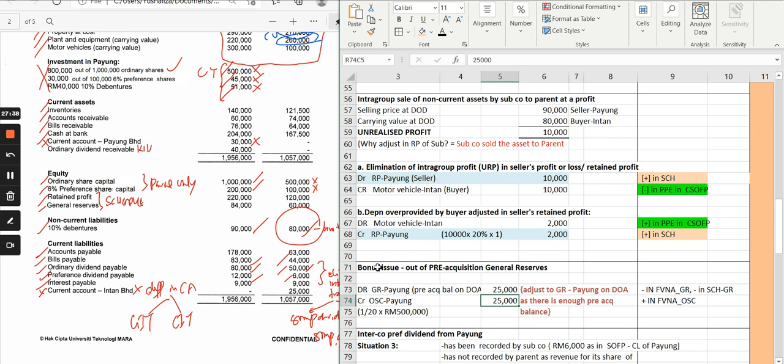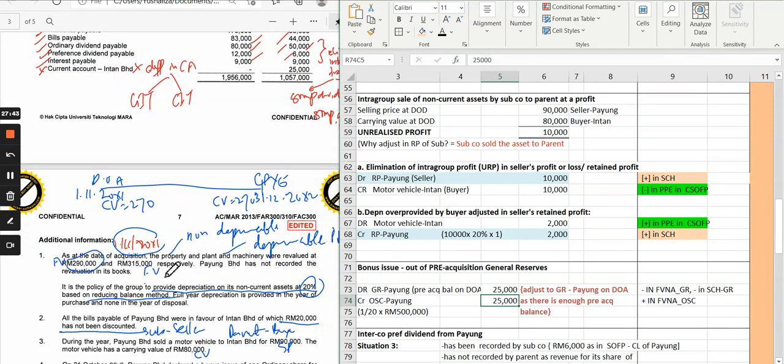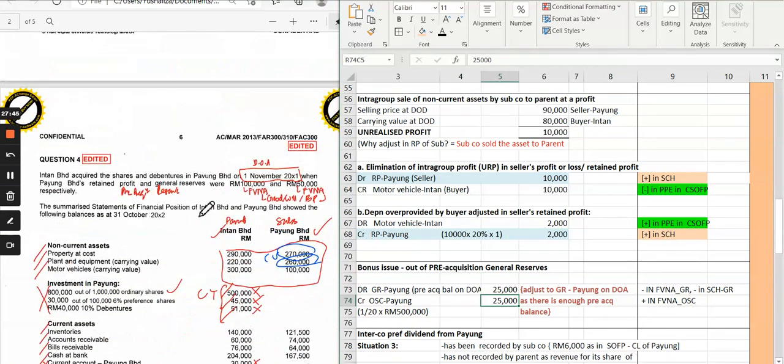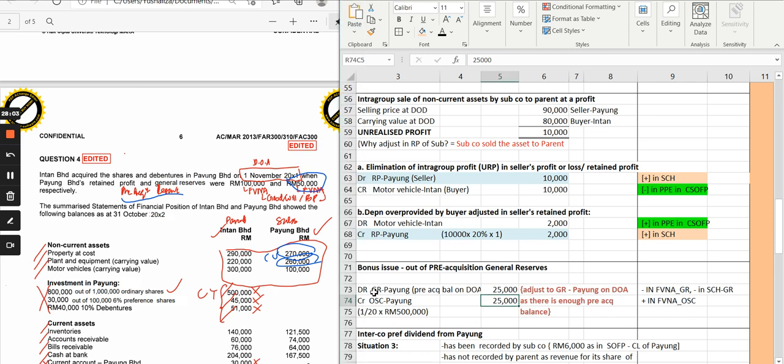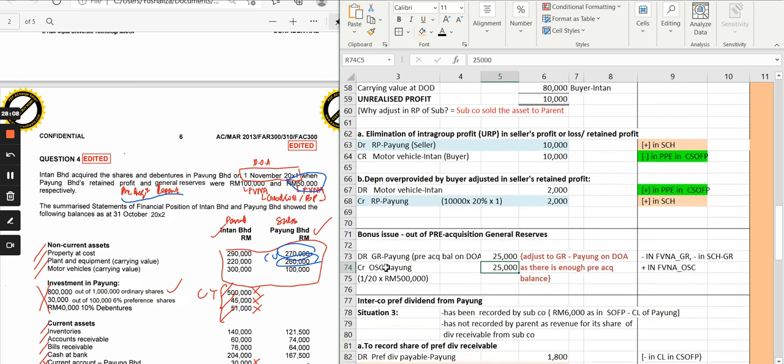To decide whether it will be taken out of pre or post acquisition reserve, you need to check whether you have enough pre-acquisition general reserve balance. If you check here, the general reserve balance is 50,000. This is the balance on the date of acquisition, the pre-acquisition reserve, right? So you will have to take from the pre-acquisition reserve, and there is more than enough to cover the bonus issue. So you will debit general reserve pre-acquisition balance.